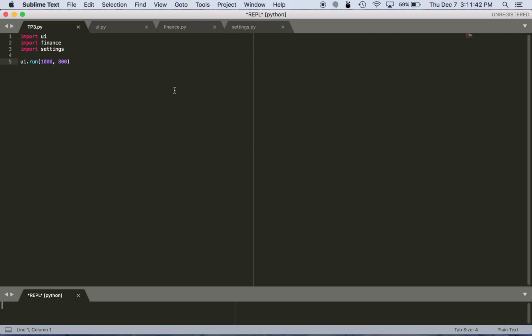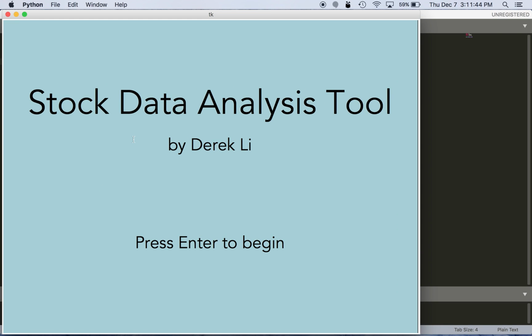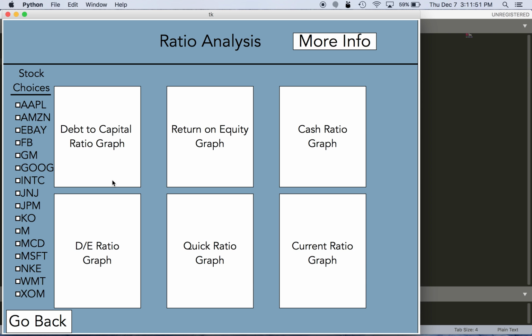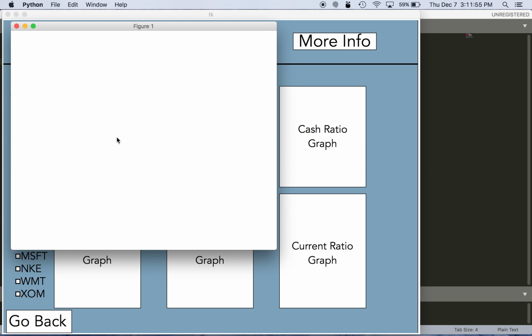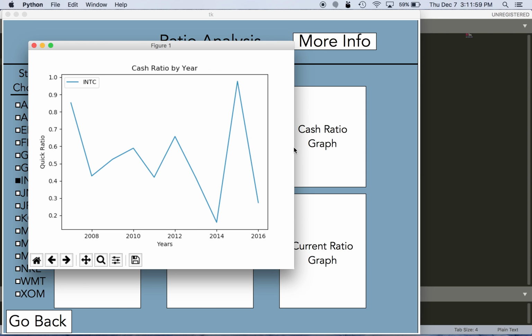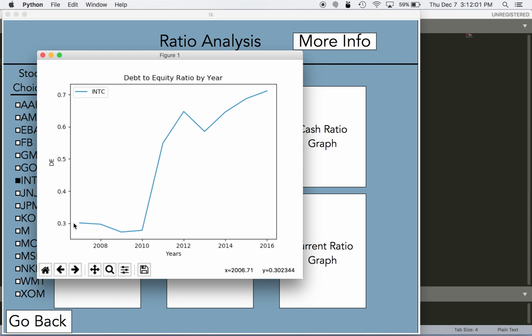So first, let's run my program. I created a stock data analysis tool. The first aspect of my project is the ratio analysis. If you just want to look at a single stock, you can look at the various key metrics like return on equity and cash ratio, and you can see what these ratios were for the past 8 years or so.